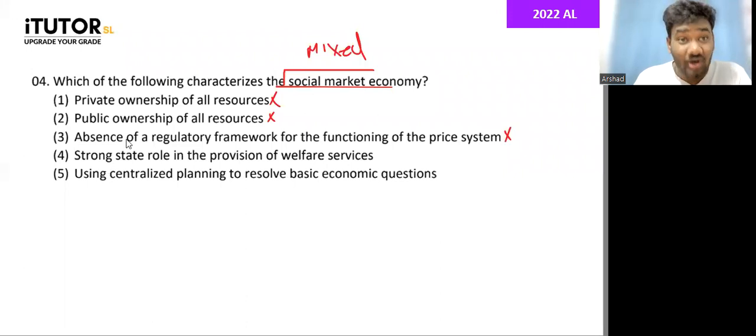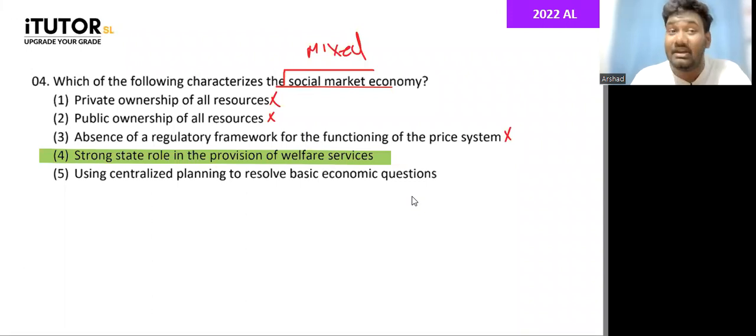Then, strong state role in the provision of welfare services. The government is highly concerned with providing welfare services. Can you say that in a social market there is a strong state role to provide this? Yes. Government will intervene and promote welfare services. For example, they will provide unemployment benefits, pensions for Sri Lankan people, and might provide samurdhi benefits for poor people. Samurdhi is a Sri Lankan term, but you can do that.